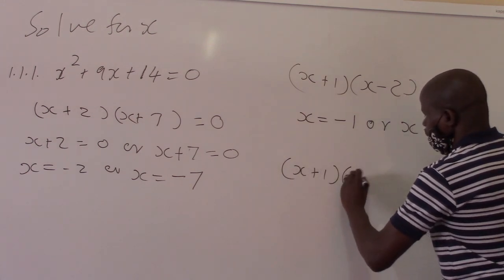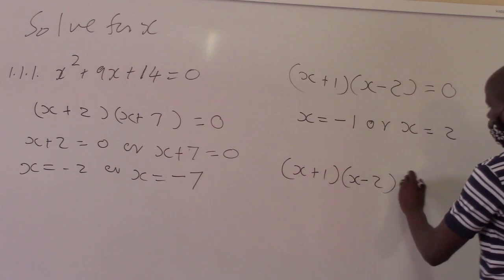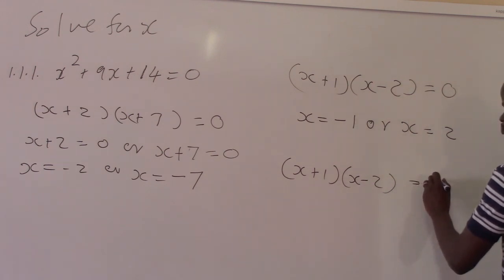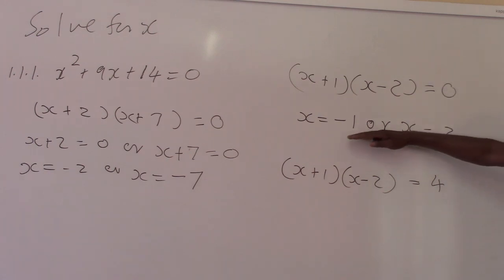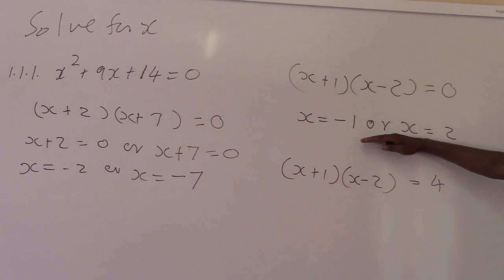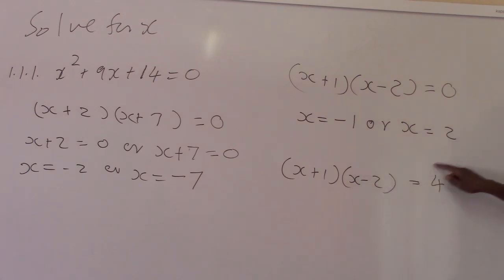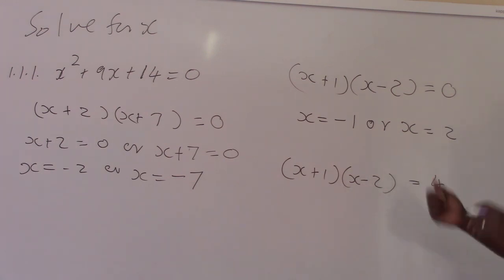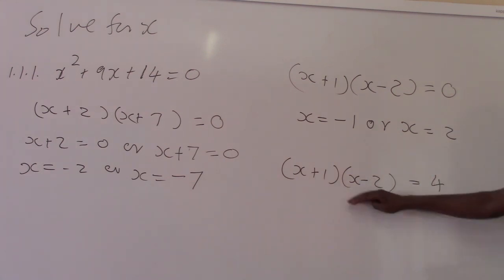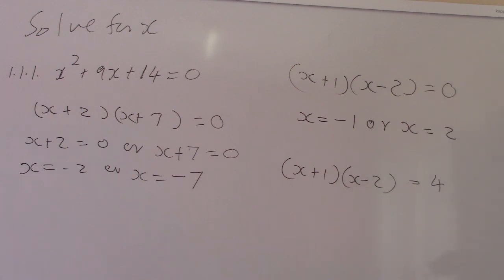(x + 1)(x - 2) = 4. This one is different because here it is 0, so then your answer is going to be just like that. But with this one, it's not 0 here. So what we need to do is to find the product of this, transpose the 4, and then refactorize. This one in most cases comes with 3 marks.